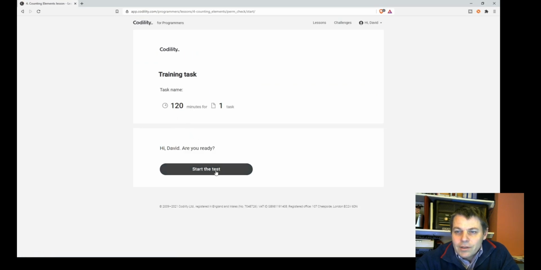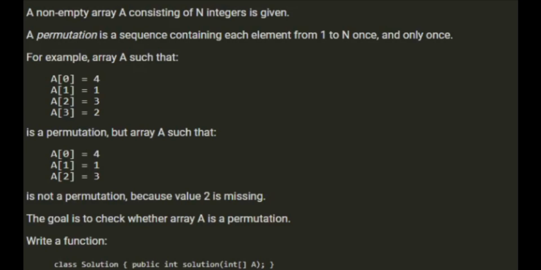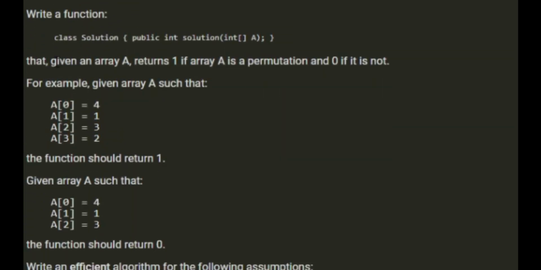So let's go. I've got 120 minutes. Painless task, should be pretty straightforward. A non-empty array A consisting of N integers is given. A permutation is a sequence containing each element from 1 to N once and only once. For example, array A 4, 1, 3, 2 is a permutation, but array A such that 4, 1, 3 is not a permutation because value 2 is missing. The goal is to check whether array A is a permutation. Write a function that, given array A, returns 1 if the array is a permutation and 0 if it's not. For example, 4, 1, 3, 2 returns 1, 4, 1, 3 returns 0.